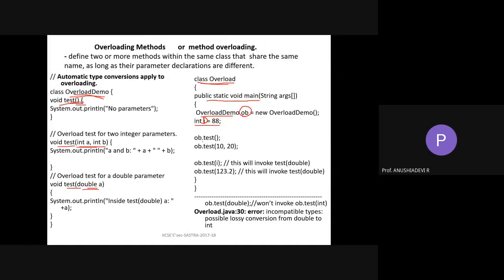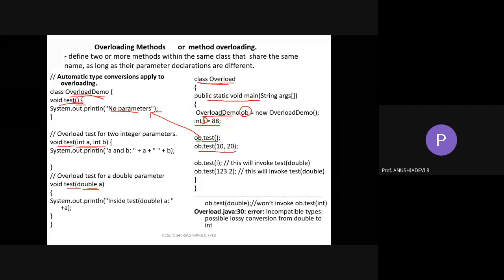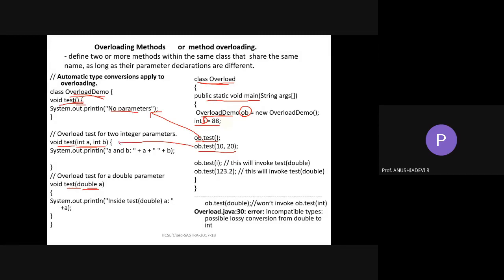Now I am calling ob.test. This ob is the object of which class? OverloadDemo. So it will call the OverloadDemo test method. What will it print? It will print no parameter. Next I'm going to call ob.test(10,20). Here I am passing two integer arguments, so it will invoke this function and print a and b: 10 20.